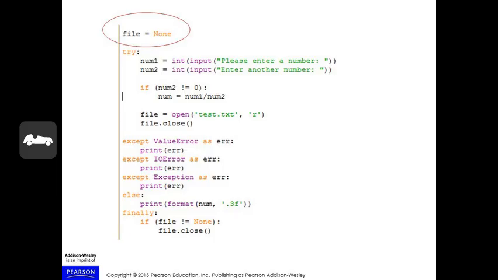This is an example where a file is initialized to be none, and then in the try block, the file is opened, so there's a file object that's assigned to this file variable. If something happens here, for example, and then an exception is raised, a handler for the IO error is executed. In that case, the file close will be skipped.